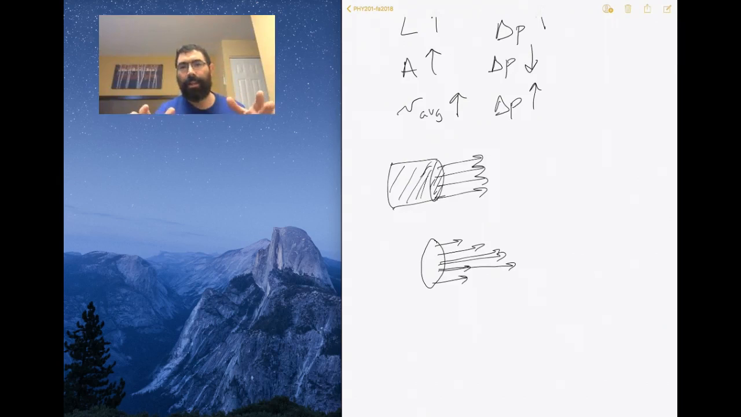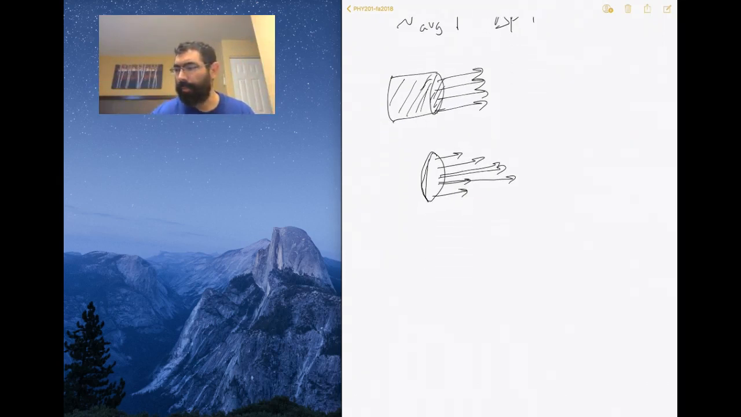So if you think about it, the fluid on the edge of the pipe is going to be clinging to the edge of the pipe, and it's going to have some sort of friction, so it's going to slow down. And so maybe I can try and draw it.